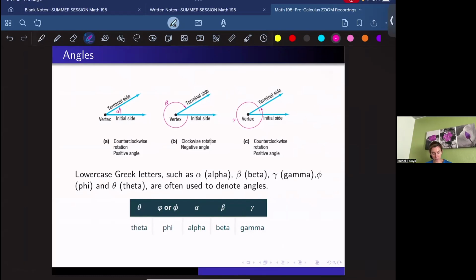So here are some more visuals. Terminal side, initial side, very similar to what I drew on the previous slide. And we can extend this terminal side in the counterclockwise direction in order to have a positive angle, which is represented visually this way because the arrow's this way. Or we can do it in the clockwise rotation. So now it's going this way, and our angle would be negative.